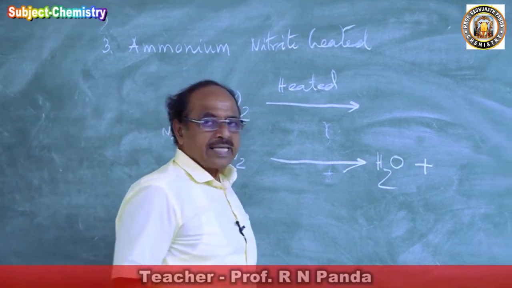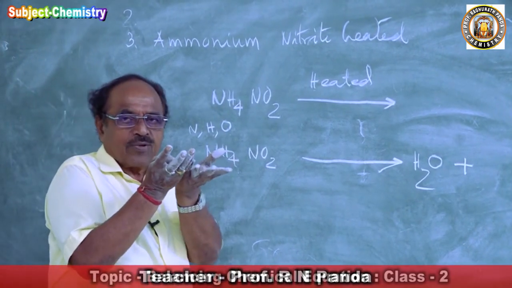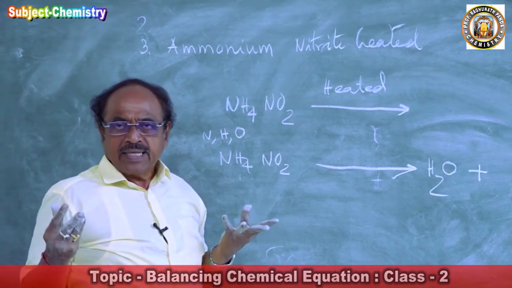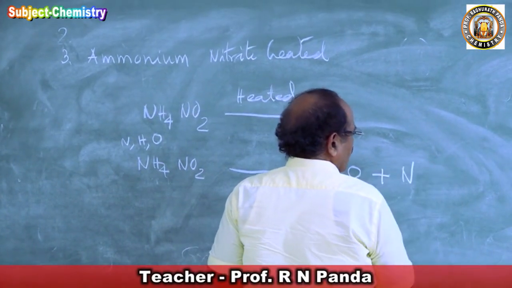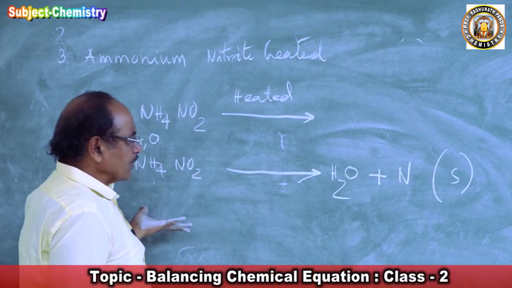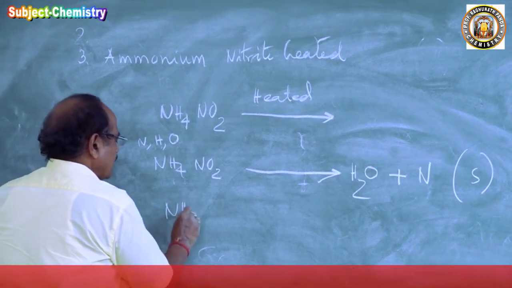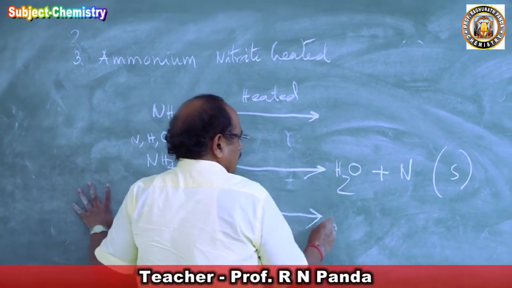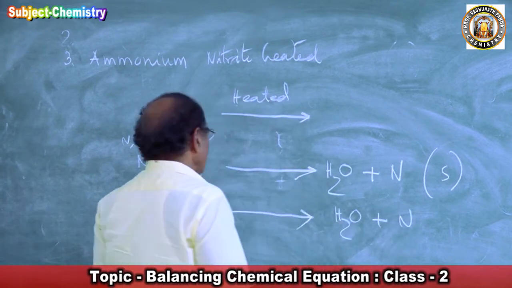Nitrogen is an elementary gas. The moment you heat ammonium nitrite, the nitrogen atoms will come out. So this will form nitrogen gas. So this is my skeleton equation. I will make it an atomic equation. So this is ammonium nitrite, and this is water and nitrogen. How many of each? So we will balance it.